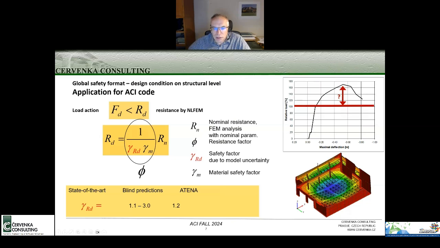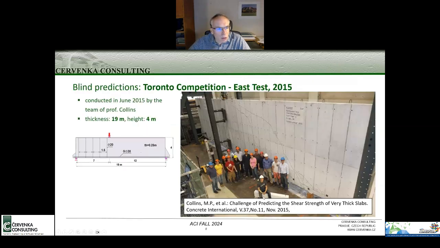Now about the model uncertainty. Well, for ATENA software, we calculated that. We evaluated the value to be about 1.2. And the best way to check the model uncertainty is to look at or participate in some blind competitions. So I will show this one, to give an idea of how such competitions work.